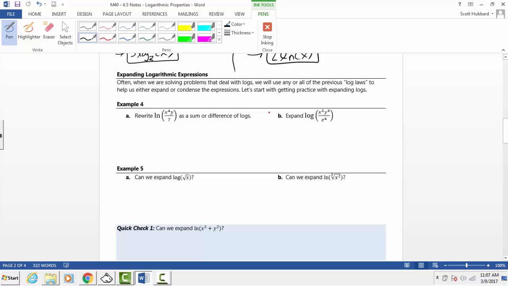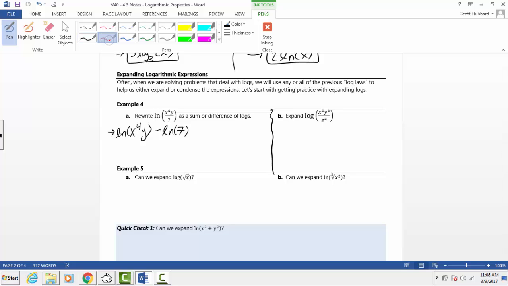Let's get more practice. Make sure we're doing okay. So let's rewrite this as a sum or difference. We can't use all the log laws at once. So this, for instance, looks like a division first. So I'm going to do that first. So it's going to be ln of x to the 4 y, sorry, that's a 4, minus ln 7, because remember, quotient rule says the top is positive but the bottom is negative.